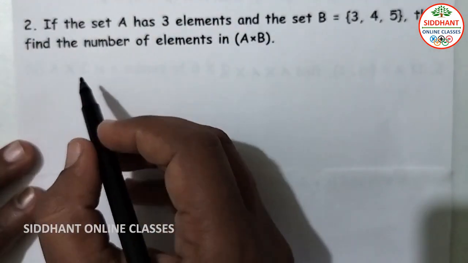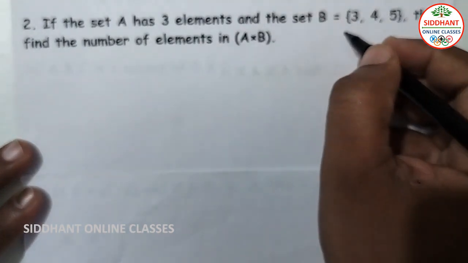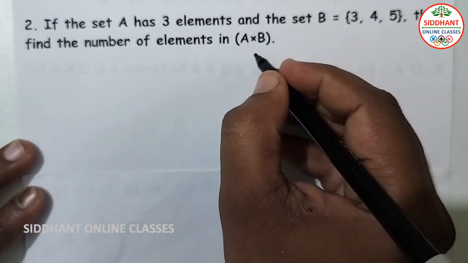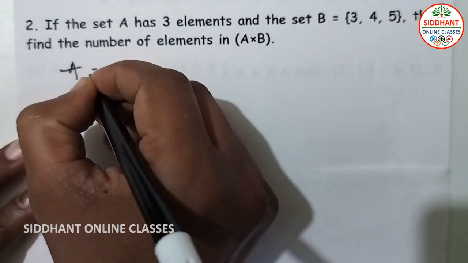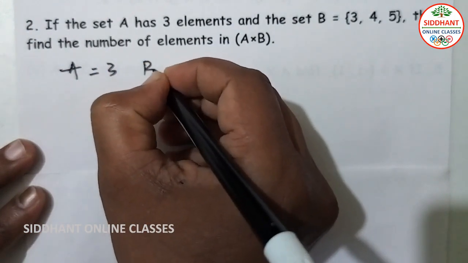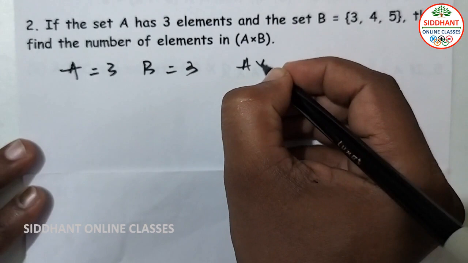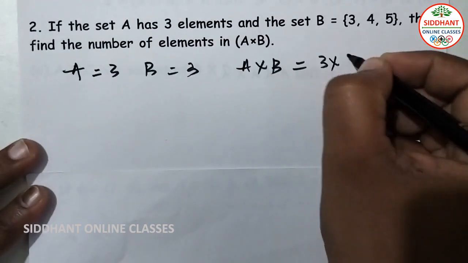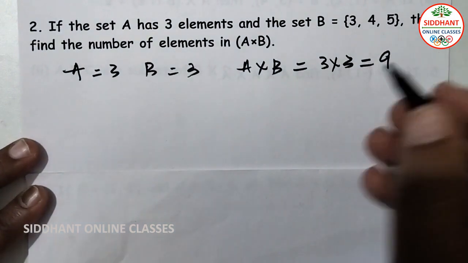Question number 2. If the set A has 3 elements and the set B equals {3, 4, 5}, then find the number of elements in A cross B. So A elements are 3, B elements are 3. So A cross B will be 3 into 3. So that will be 9 here.